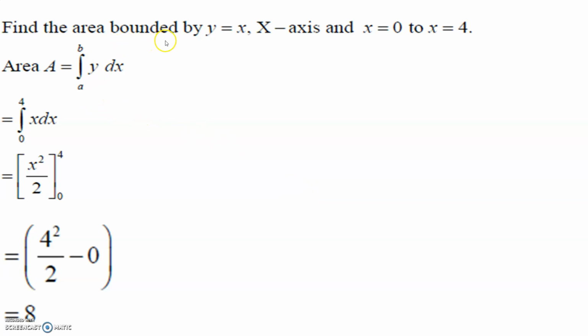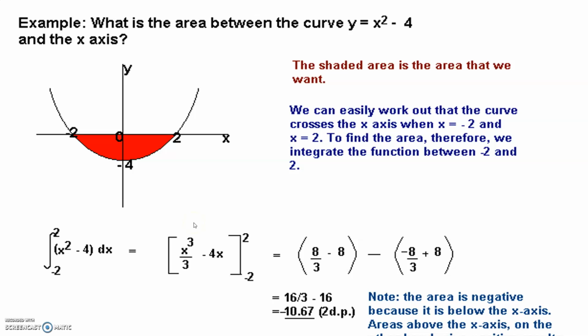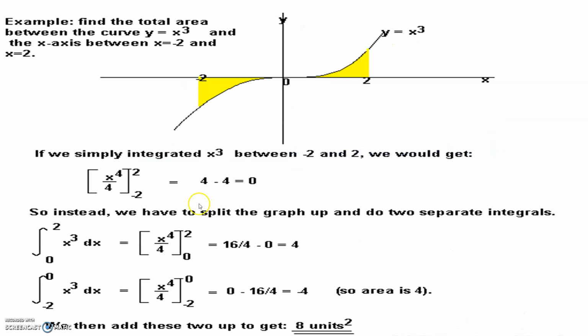Find the area bounded by y is equal to x and the x axis, from x is equal to 0 to x equal to 4. Area is equal to the integral from lower limit a to upper limit b of y dx. Instead of y we put x dx, x square upon 2, lower limit 0, upper limit 4. 4 square upon 2 minus 0. 4 square is 16, 16 divided by 2 is exactly 8. Now, what is the area between the curve y is equal to x square minus 4? We will just discuss that.